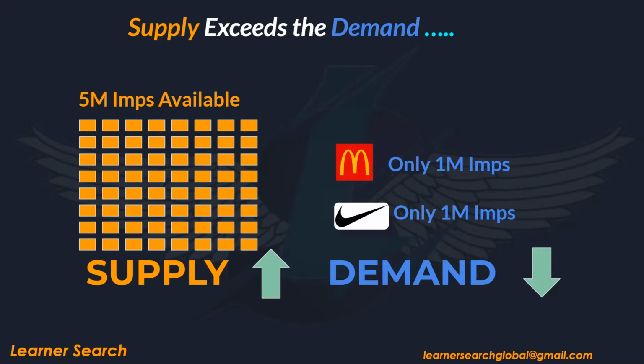Yes, correct. So what I mean here is, even though there are 5 million impressions ready to supply from the supplier end, from the demand side there are only 2 million impressions ready to buy. So 5 million and 2 million, so totally 3 million impressions will go to waste. Yes, so 3 million impressions are unsold, we can say remnant. So in this case, supply exceeds the demand. Getting my point?